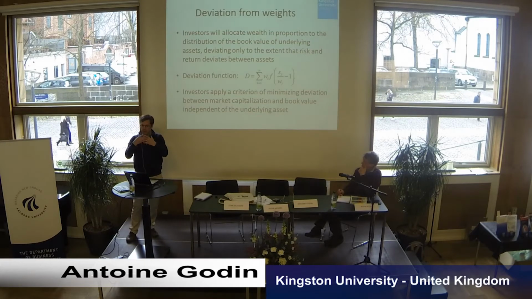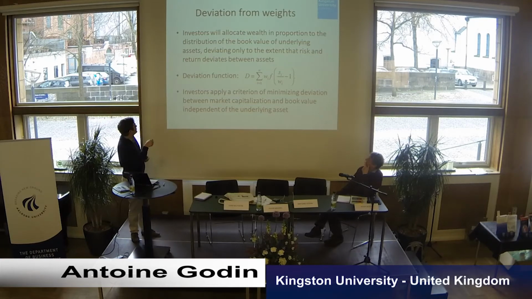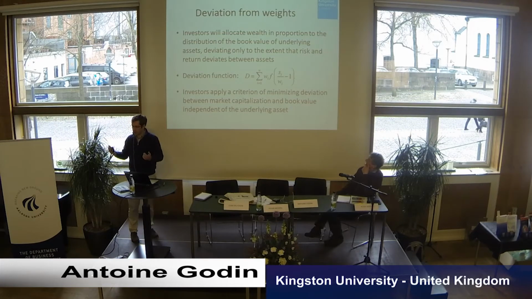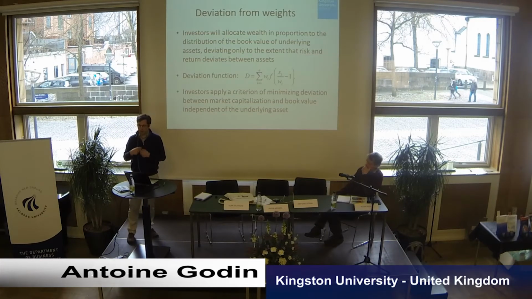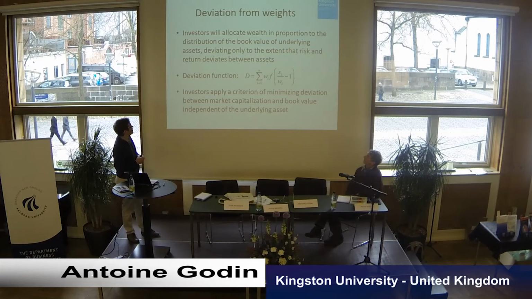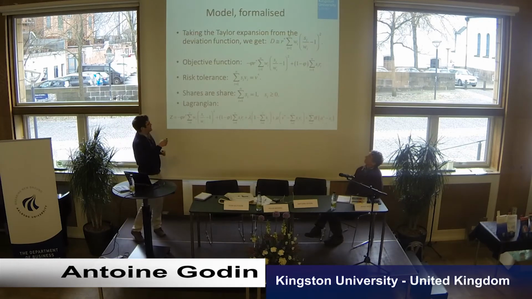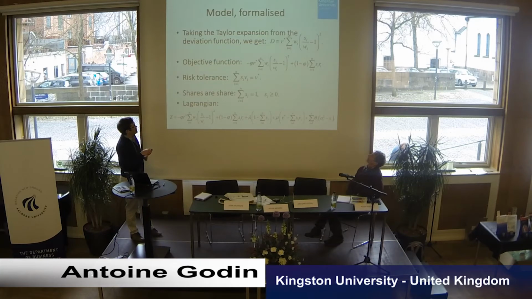So we need to find a definition of how we deviate from the weights. And what we assume is this deviation function, which is of this form. The deviation function depends on how far the current share allocation is from the equilibrium share allocation. We don't specify the function, but we'll show in a minute how we can nonetheless get an approximation of that by just using a Taylor expansion. As I said, we can approximate the deviation function by using the Taylor approximation.